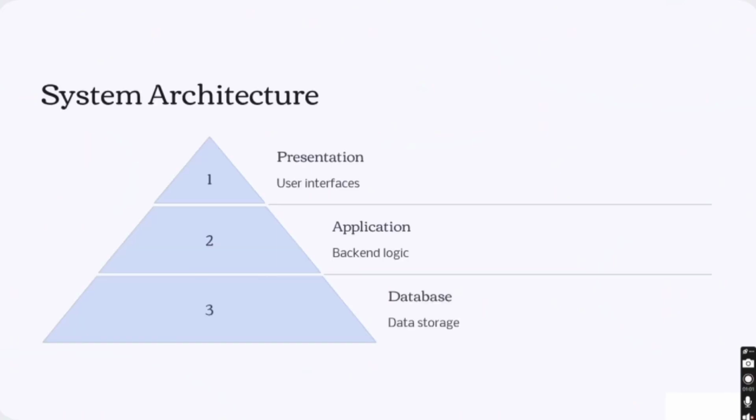Let's move on to the system architecture, which is divided into three layers. First is the presentation layer, which handles all the interfaces for users. Second is the application layer, where the backend logic processes requests, manages authentication, and handles data operations. Third is the database layer. All user profiles, internship listings, and application records are stored here. This structured architecture allows a seamless and organized workflow between users and the system.